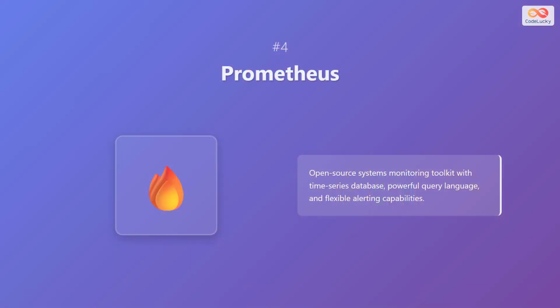Coming in at number 4 is Prometheus. Prometheus is an open-source systems monitoring toolkit with a time series database. It features a powerful query language and flexible alerting capabilities, allowing you to set up custom alerts based on specific metrics. Prometheus is a great choice for those who need a robust and customizable monitoring solution.